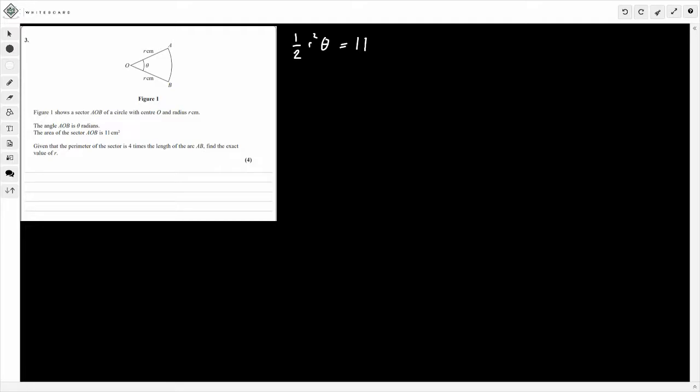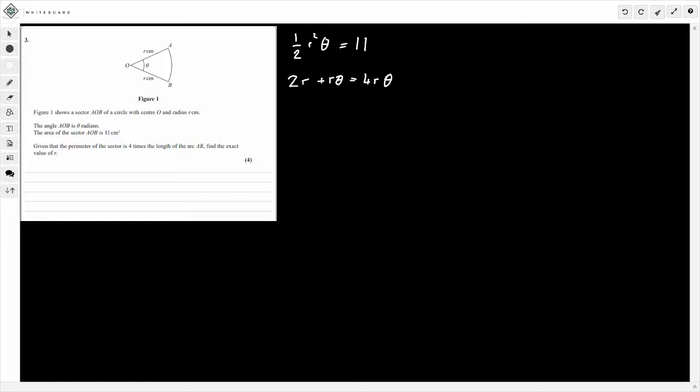We also know that the perimeter of the sector is 4 times the length of the arc AB. So knowing this information, let's work out the perimeter. This is going to be r plus r, so 2r, plus r theta. And that is going to be equal to 4 times the length of the arc AB. So this is the extra bit here. That's r theta, so it's going to be 4r theta.